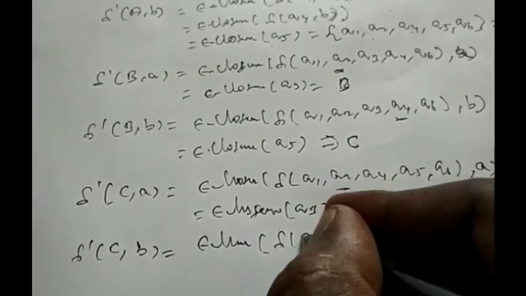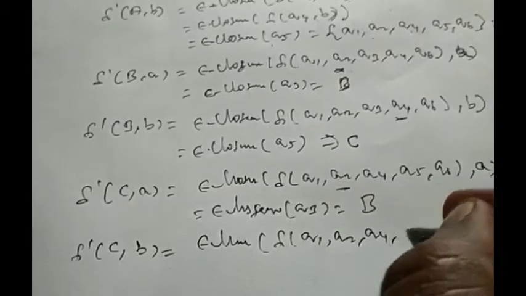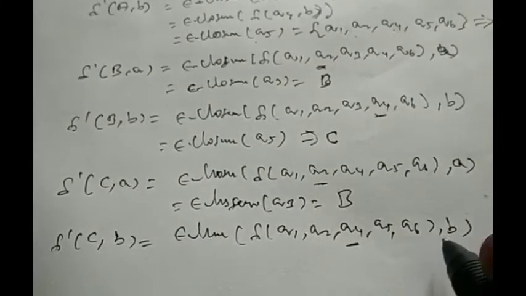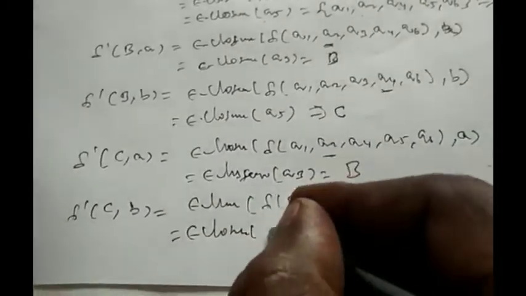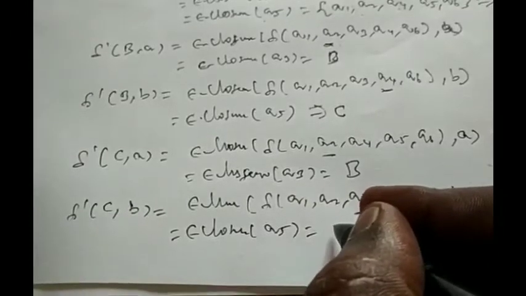So C comma B here. Epsilon closure for delta of Q1, Q2, Q4, Q5, Q6 comma B. When you apply B here, the possibility is only in Q4. If I apply B in Q4, it goes to Q5. So epsilon closure of Q5 generates C here, which is already there. So that's it. No new state is getting generated, but we will construct a table here.